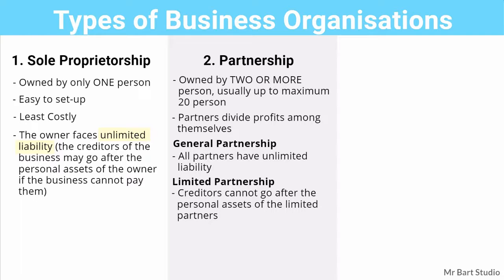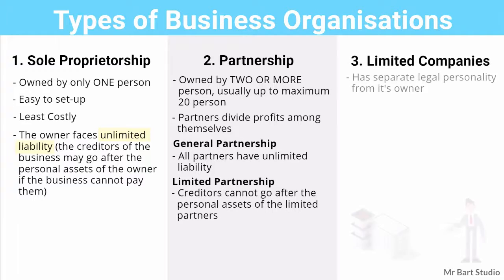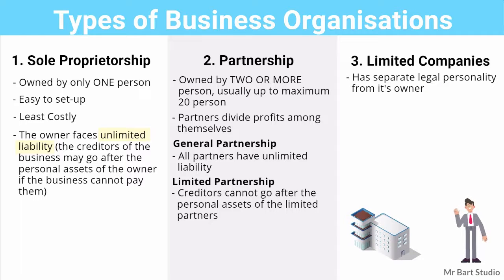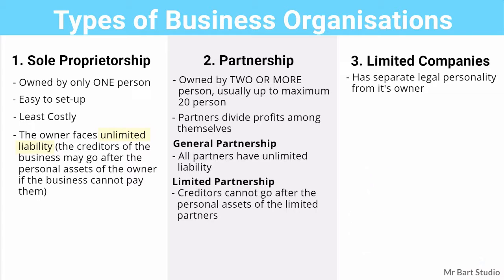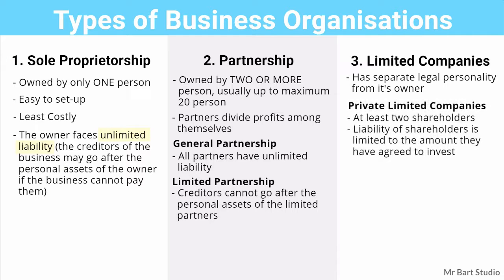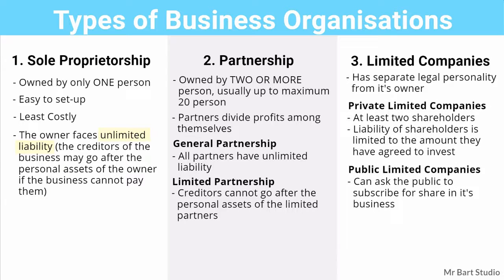The third type of company we are going to learn about is limited company. In this type of company, the accounts of the company and the accounts of the individual shareholders are separated. That means, if this type of company owes you money, it's considered as the company's liability and not the company's shareholder owe you the money. Limited companies can be classified into private limited companies and public limited companies.